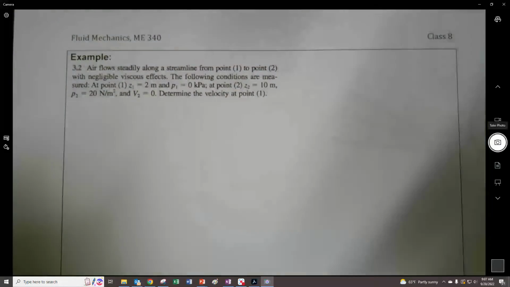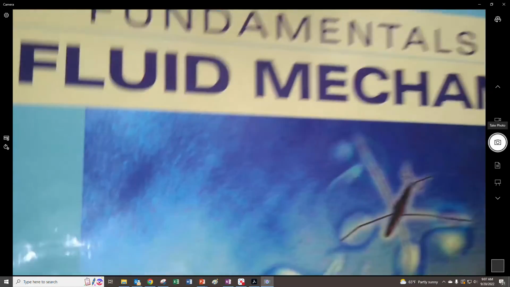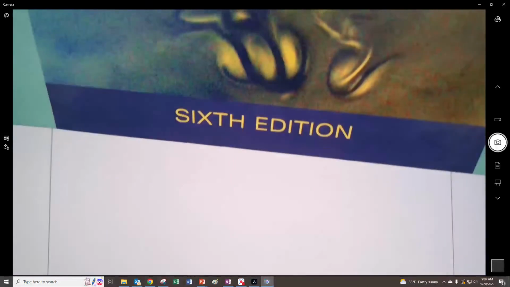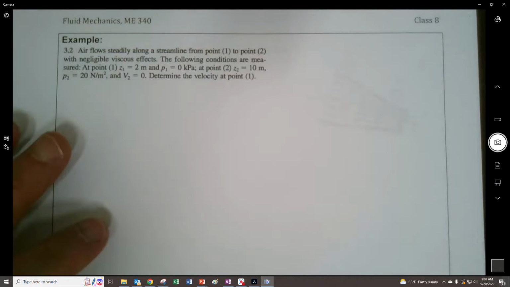So right here is what Munson and Young look like. This is, I think, from the 6th edition. It might be somewhere 7th or 8th edition is when I started with these.